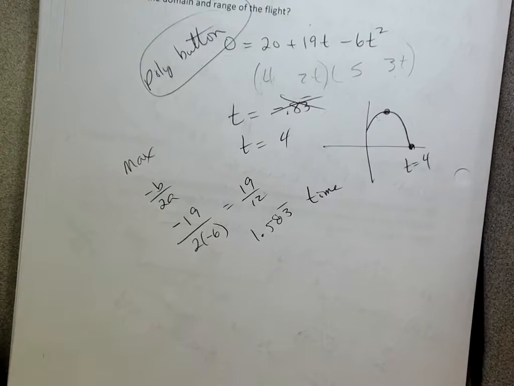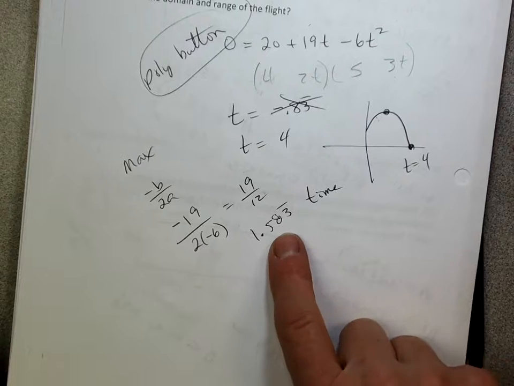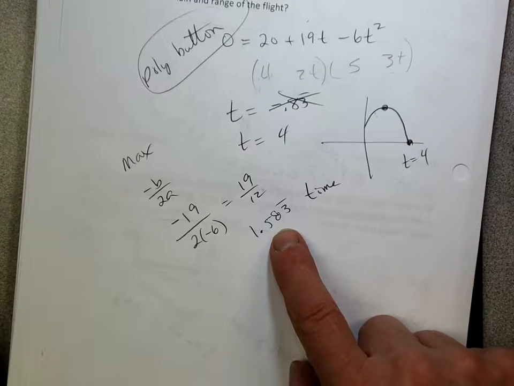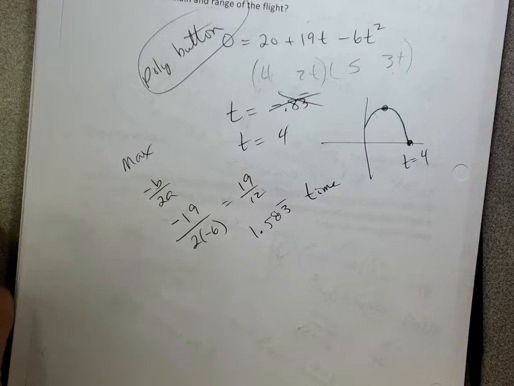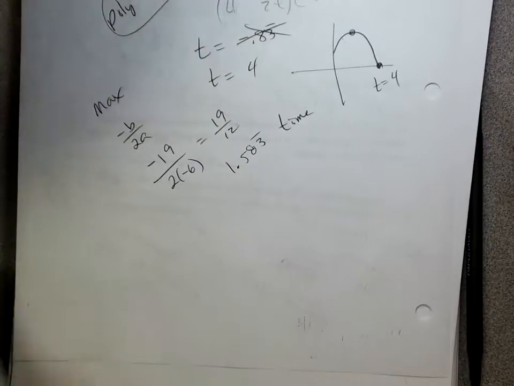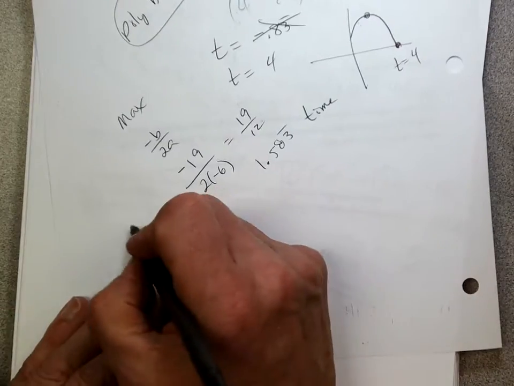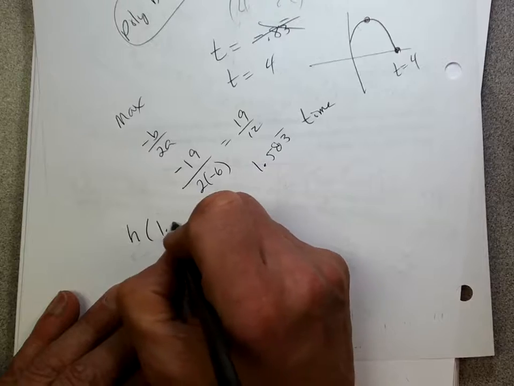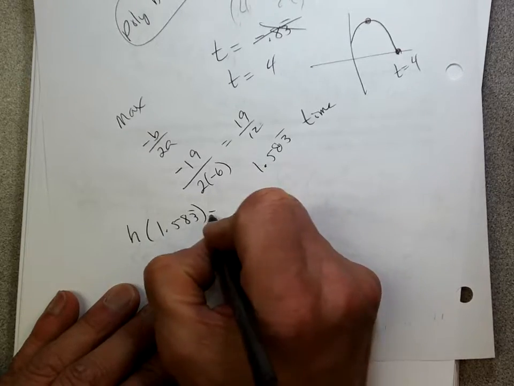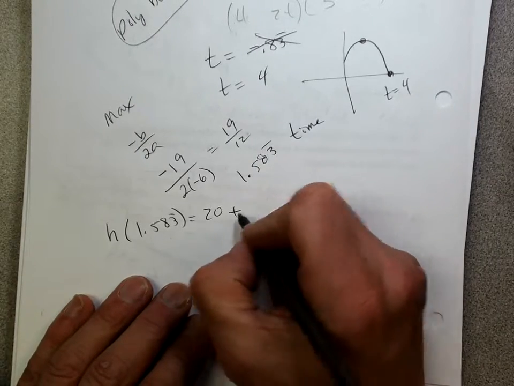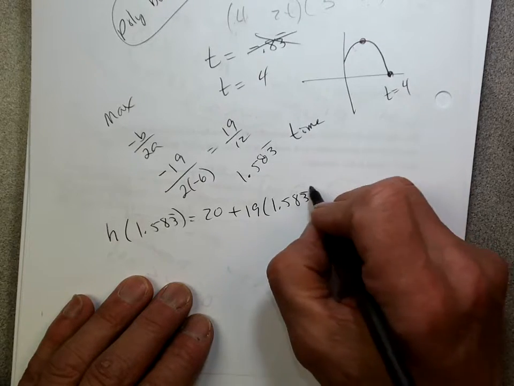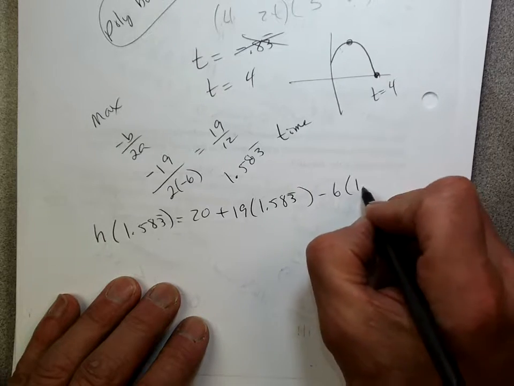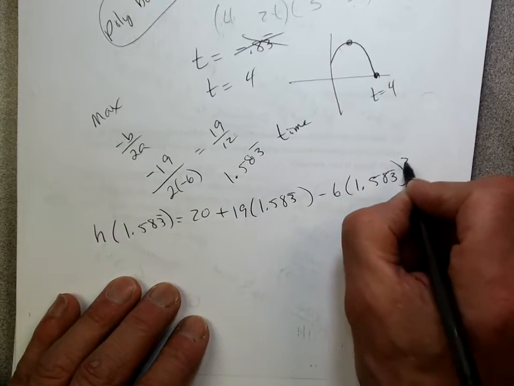So think about the problem. We throw it up in the air, and at 1.5 seconds, it's at its highest height. Okay? What is that height? Plug that number in. Yeah, so plug it in. So when I plug it in, I'm going to take my h of 1.583. It's going to be my 20 plus 19 times my 1.583 minus 6 times my 1.583 squared, right?